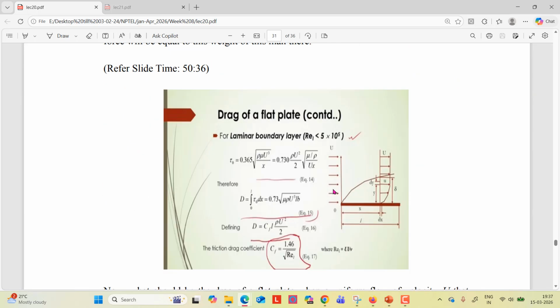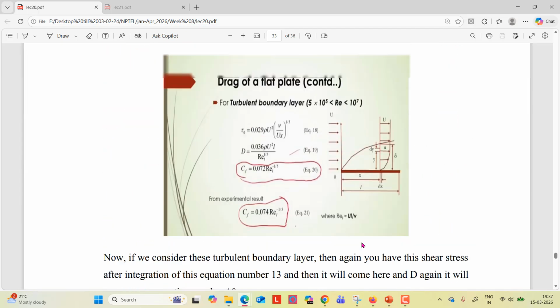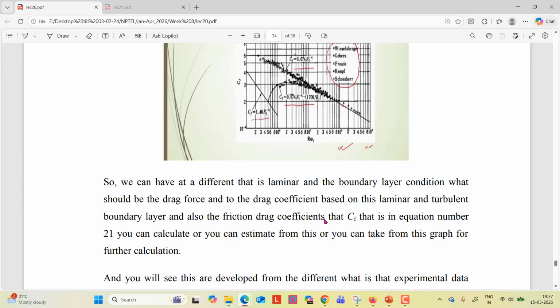Okay. So over a flat plate, you have seen for the laminar boundary layer, this is the drag coefficient, right? Friction drag coefficient. This is the formula from where you can calculate the friction coefficient. I will come to that. First, see this for the turbulent layer. This is a little bit different. The value changes. I will come to the derivation. Don't worry.